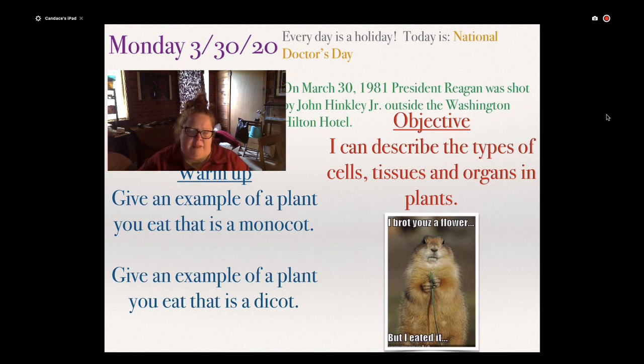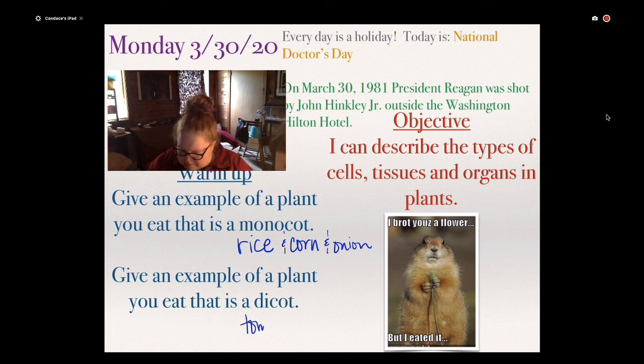So some examples. A monocot that I eat is rice and also corn. There are some others that I could think of. Onions are an example as well, but that covers it. And then dicots, there's a little bit more variety there. Tomatoes, anything that's beans or peas go into that category.